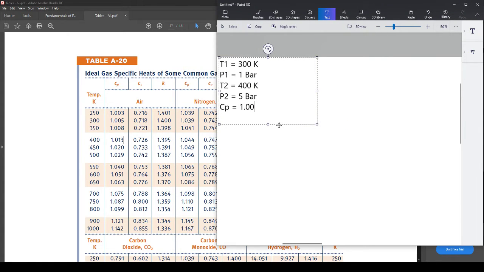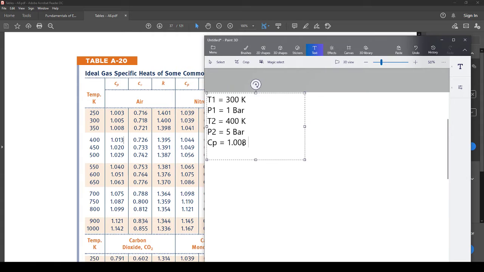So 1.008, and this would be kilojoules. What is this in? Cps are in what? Kilojoules per kilogram Kelvin. Gotcha.